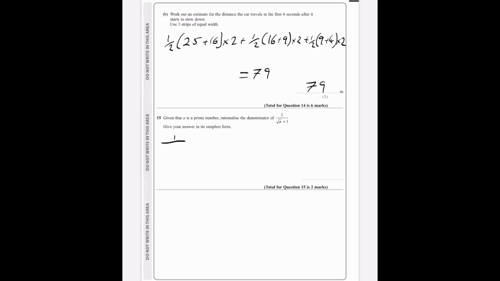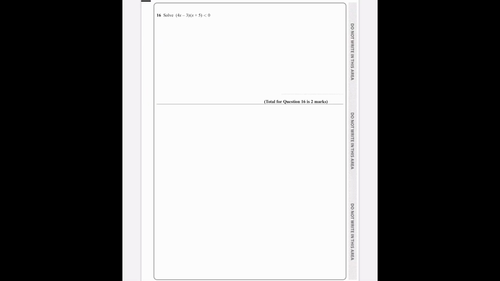To rationalise the denominator, multiply by its conjugate pair, which is going to be root a minus 1 over root a minus 1. That fraction is of course equivalent to 1, so we're not changing the value of this fraction, we're just changing the way it looks. 1 times root a minus 1 is root a minus 1, and then root a plus 1 times root a minus 1, well, root a times root a is a, and plus 1 times minus 1 is minus 1, so it's root a minus 1 over a minus 1.